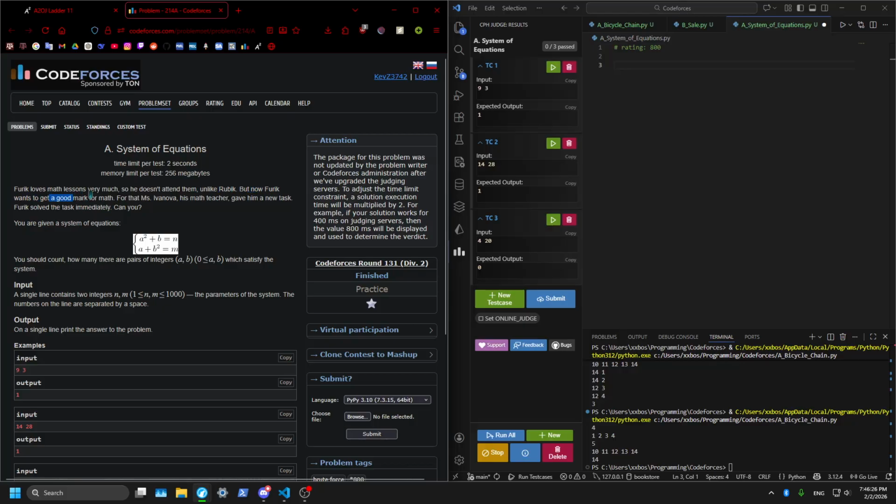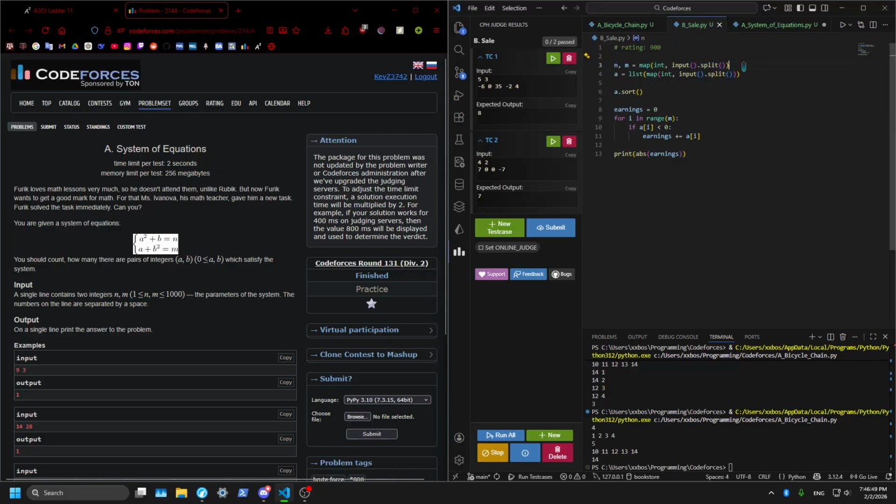But now Ferg wants to get a good mark for math. For that, give him a new task. Ferg, solve the task immediately. Can you? You're given the system of equations. A squared plus b equals n. A plus b squared equals m. Count how many pairs of integers satisfy the system.